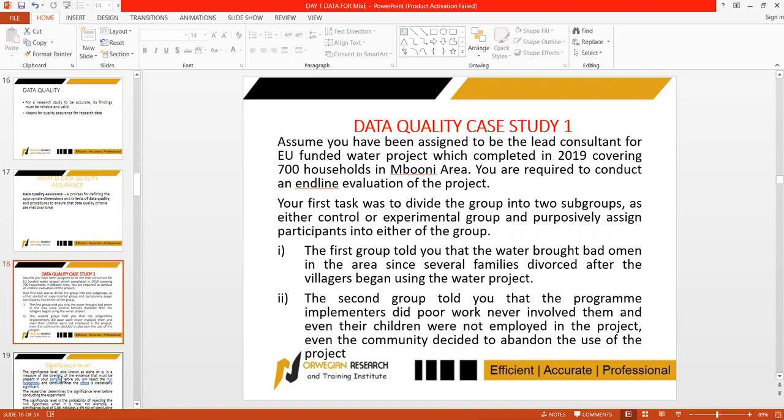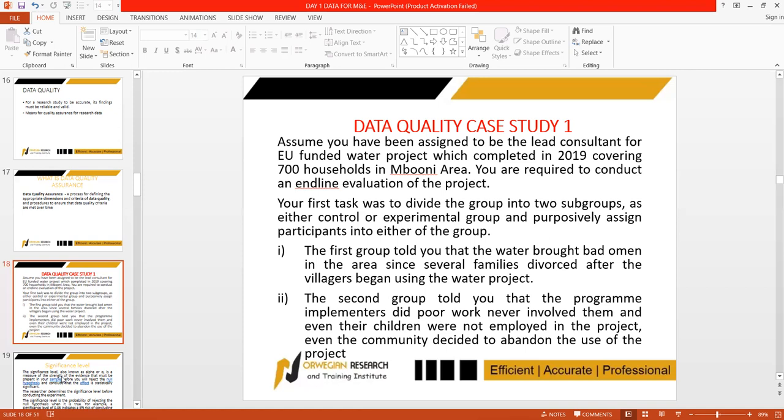Then I try to establish whether the change between the two is significant or not. The first group told you that the water erected in this community actually brought some bad omen, since they realized that after the water was constructed by the NGO, several families had divorce cases in that village.